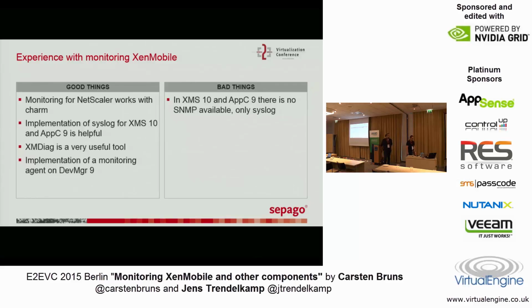Bad things. We have no SNMP in App Controller 9 and Mobile Server 10. So this is what I wish from Citrix: please implement SNMP for these two components. It will be very, very helpful, especially as these components are getting more and more important in your infrastructure. Users rely on this, so I would say it would be great if Citrix provided a solution for that in the near future.